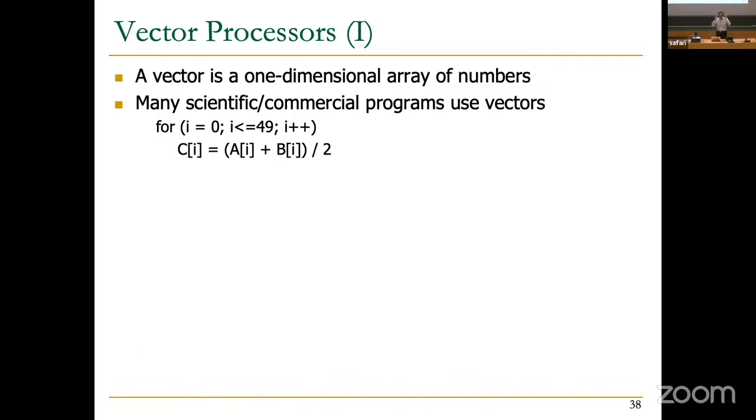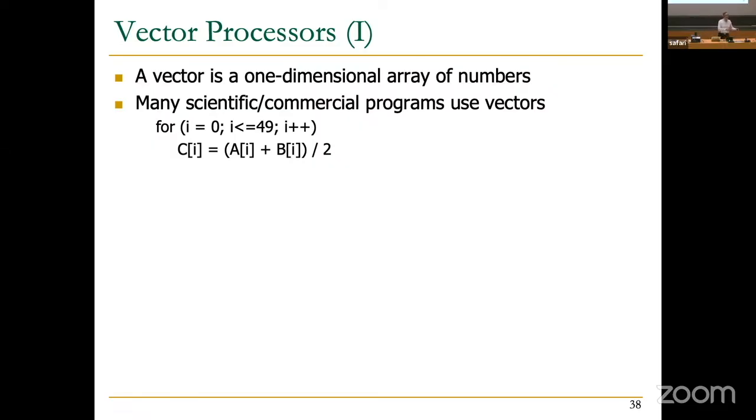Now let's talk about vector processors in a little bit more detail. I'm going to start with vector processors, but everything I say is really applicable to array processors. You just need to expand it in space as opposed to time. So what is a vector? A vector is really a one-dimensional array of numbers. This is a math definition. And clearly many scientific and commercial programs use vectors. There are many of them.